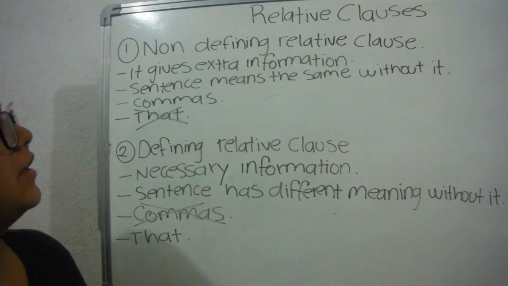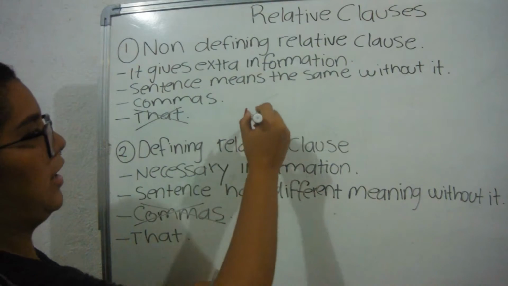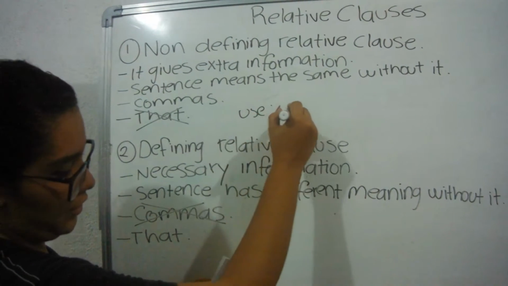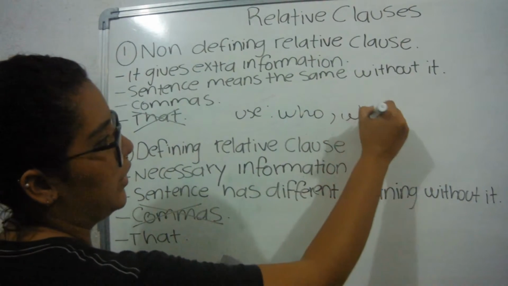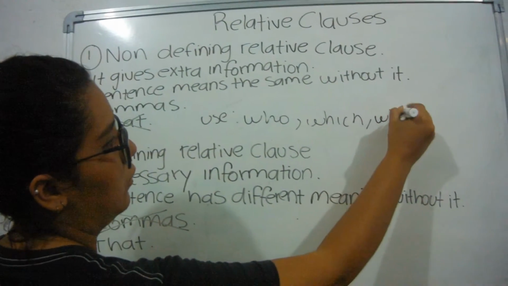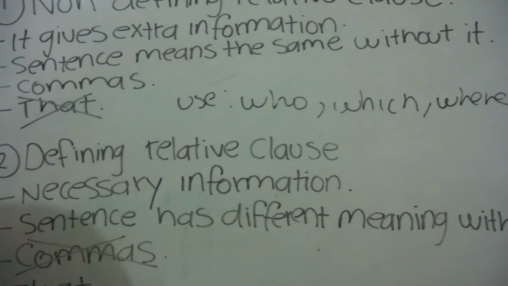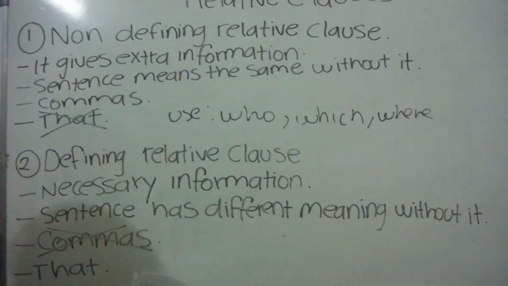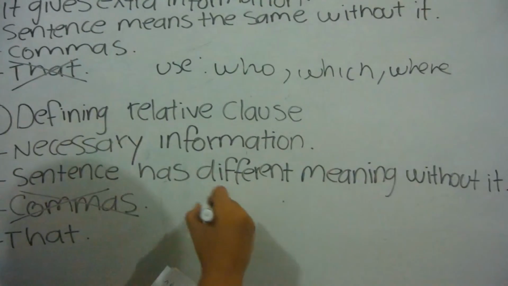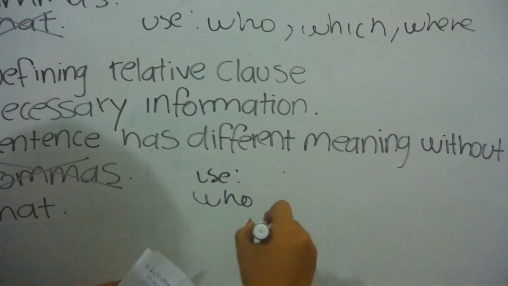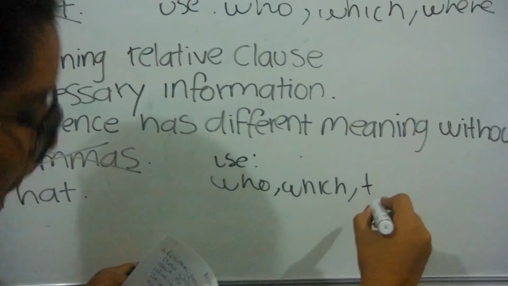In the non-defining relative clause we have the words that we can use like who, which, and where. And in the defining relative clause there are some words that we can use, like who, which, and that.